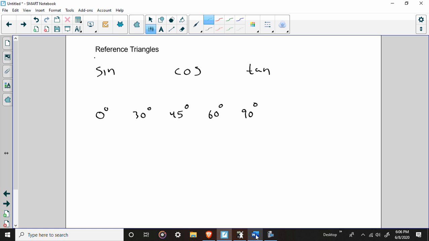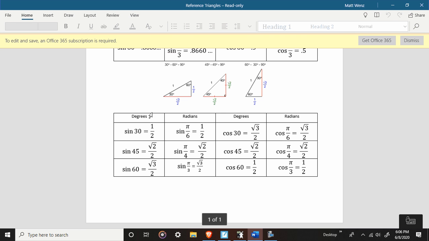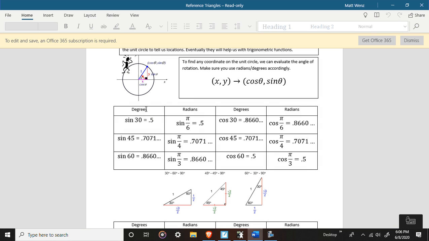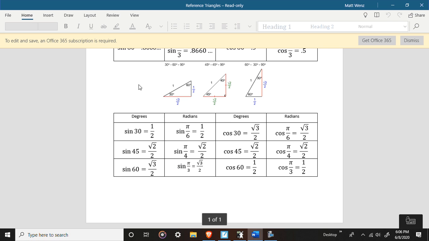I made you some notes. They're up on the website, but they only have sine and cosine on them. The first thing I want to note is that there are two columns. One is in degrees, so this is sine 30, sine 45, sine 60. This is in radians. This is in degrees. This is in radians for cosine. These are the decimal approximations, and what we're actually worried about down here are the exact values.